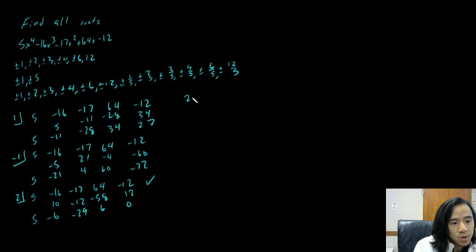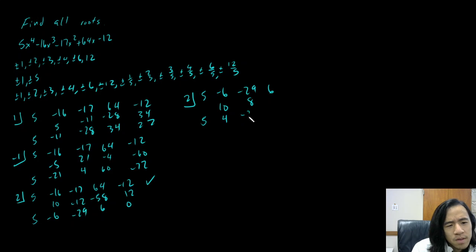Now we have to try 2 again with 5, negative 6, negative 29, and 6. Bring down the 5, and you get, let's see, that's going to be 10. So this is going to be 4, and then I get 8. Add down, you get negative 21, and you get negative 42, and this is going to be minus 36. So that does not work again.